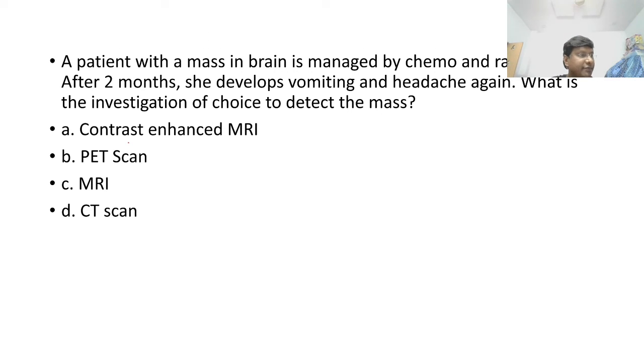Right. So we will move on to the next question. We have a patient with a mass in the brain, and he is managed by chemotherapy and radiotherapy. After 2 months, she developed vomiting and headache again. What is the investigation of choice to detect the mass? Contrast enhanced MRI, PET scan, MRI, CT scan.